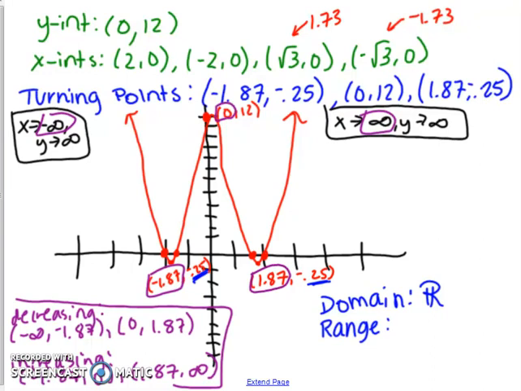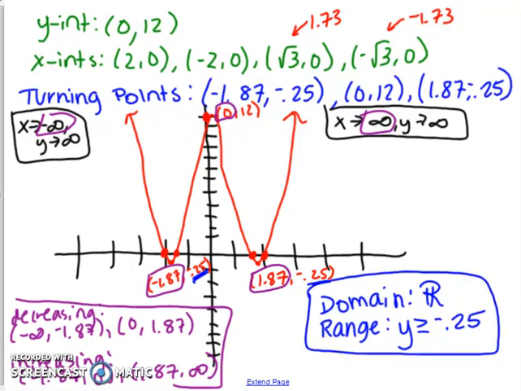So since negative 0.25 is our lowest, we're going to say that y is greater than or equal to negative 0.25. So it's just like when we did quadratics. Since it opens up, y is greater than or equal to. If it opened down, we would have y is less than or equal.